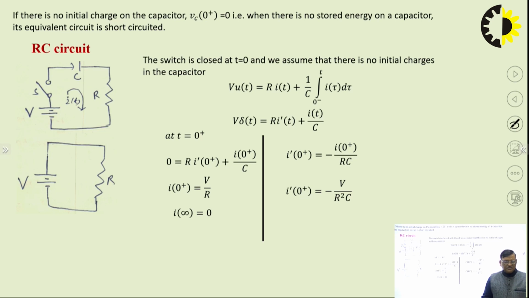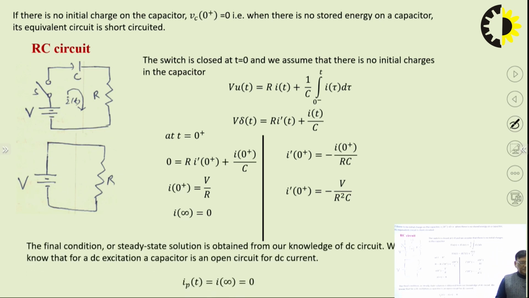So, this is I(0+) = V/R, and the derivative is minus V upon R square C. I dash is di/dt. So, I(0+) is V upon R and I dash(0+) is minus V upon R square C. So, one is the initial current and the other is the derivative of the initial current.